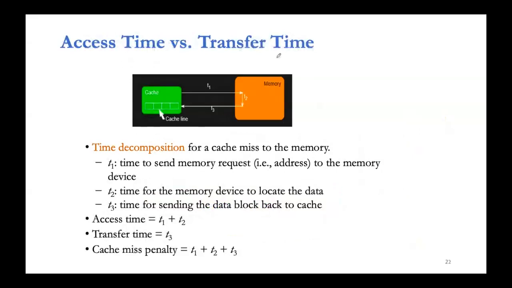So this is access time versus transfer time, which we just discussed. From this diagram, between main memory and cache, access time is the time for your request to transfer to main memory and be processed. Transfer time is when you're transferring the data back to your cache line. Then your miss penalty is calculated as your access time plus your transfer time. That is the total time taken from cache to memory and memory back to cache, which we call the cache miss penalty.